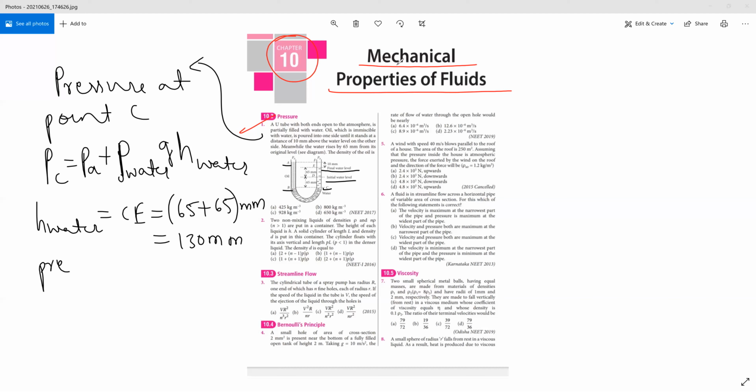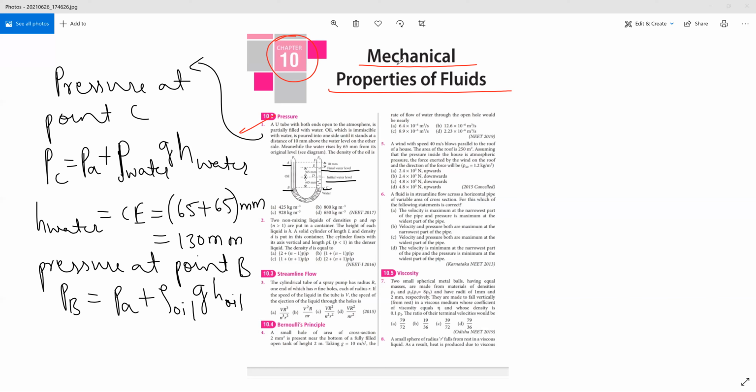Same thing, we are going to calculate the pressure at point B. So that is PB is equal to PA plus density of oil into G into height of oil, where H oil is given as AB. So that's equal to 65 plus 65 plus 10 millimeter. So this one we are getting 140 millimeter.